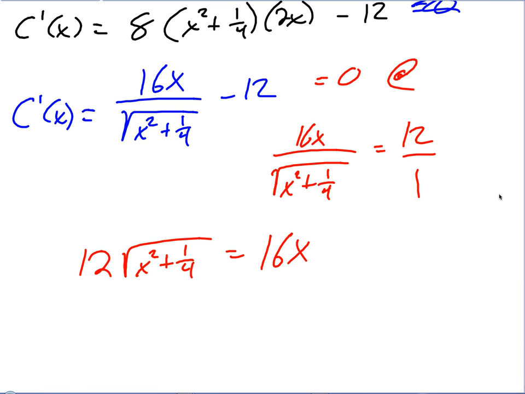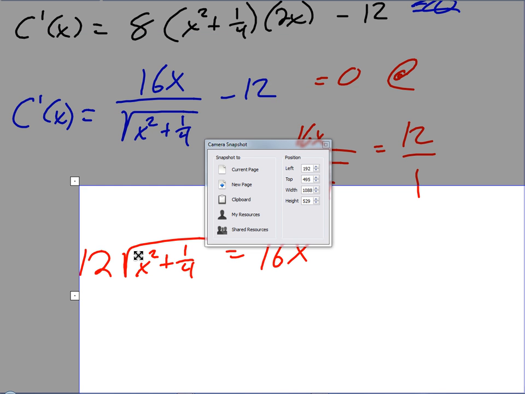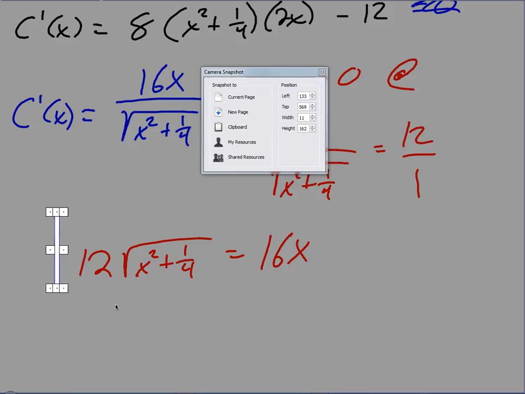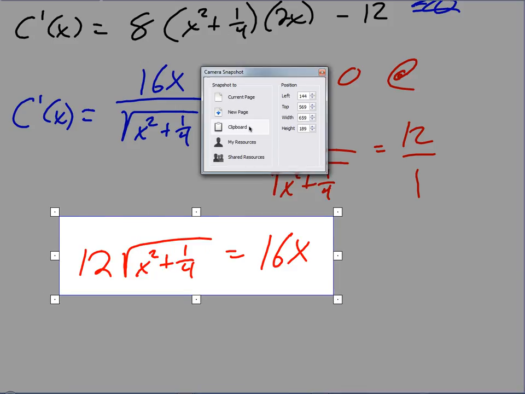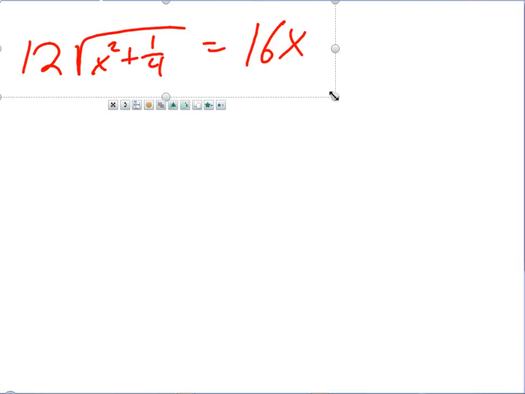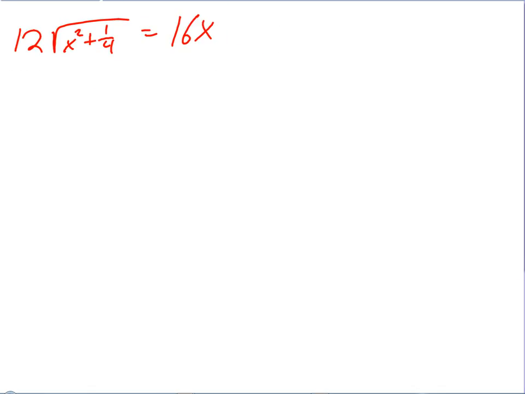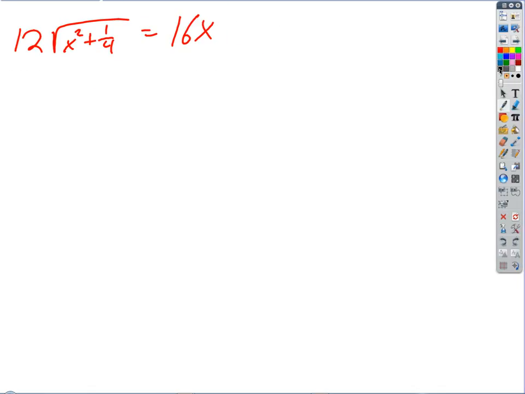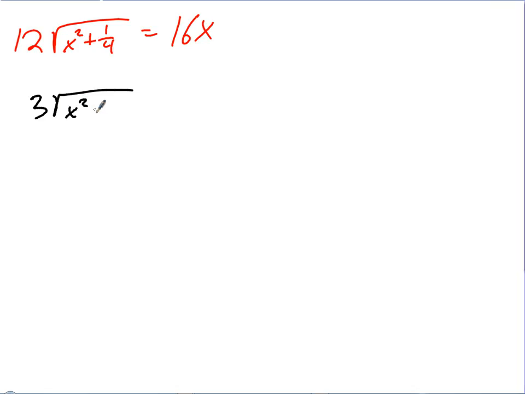Let's go ahead. I'm going to run out of space here. So how about if we do this? Okay. And then if I divide both sides by 4, I'm just going to get 3 times the square root of x squared plus 1/4 equals 4x.